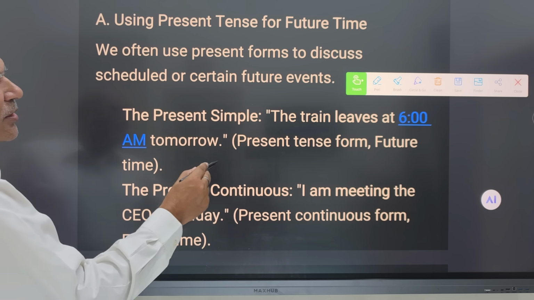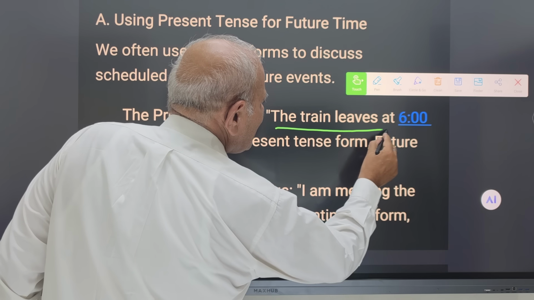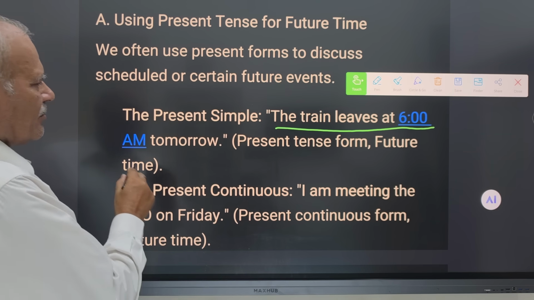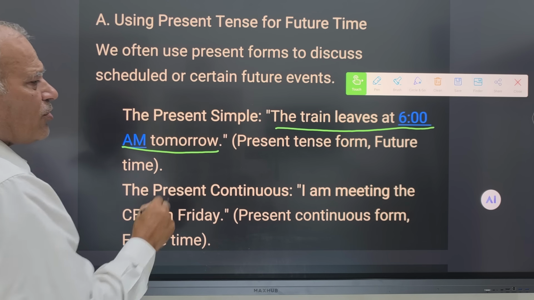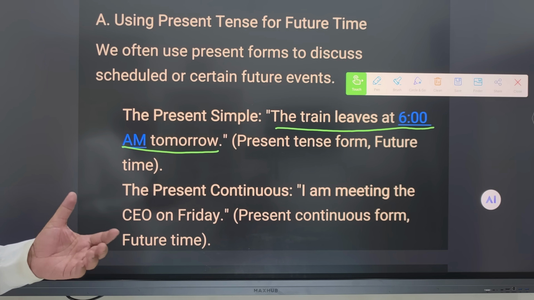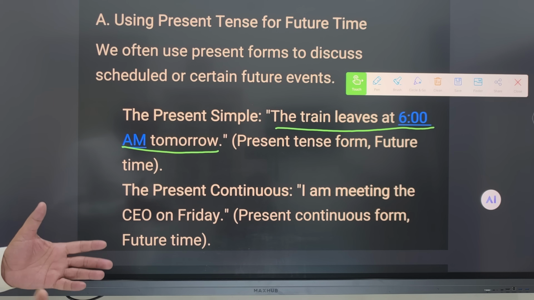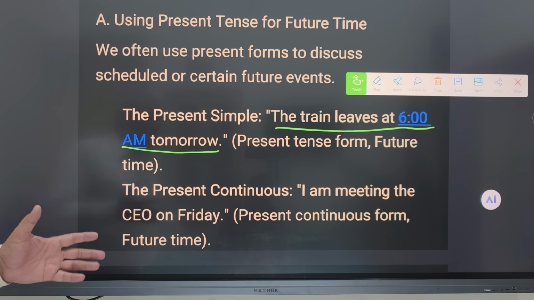The present simple: The train leaves at 6 a.m. tomorrow. So what are we talking about? We are talking about a future event, which is a scheduled event. We are talking about a timetable. But what are we using? We are using the present simple tense.